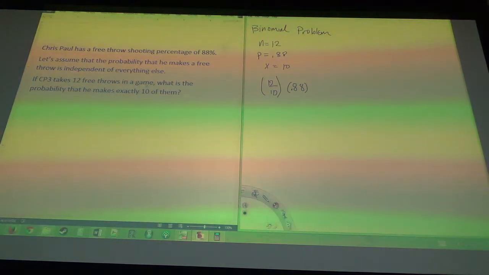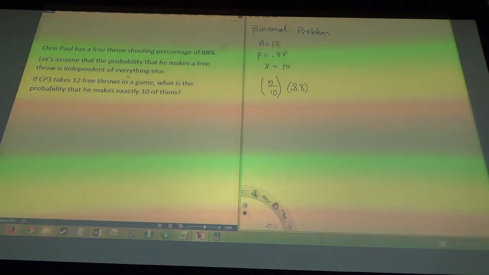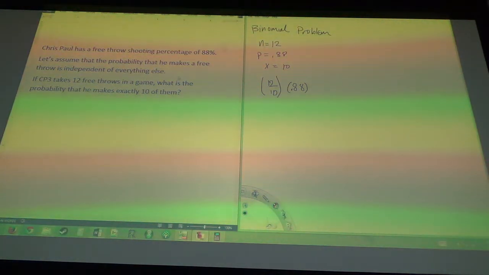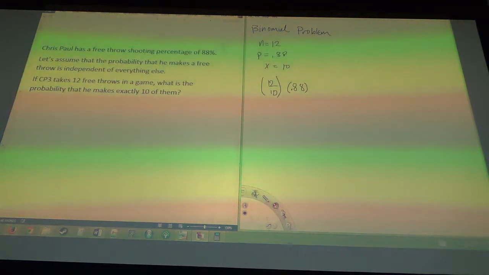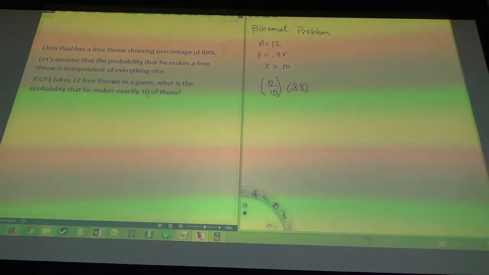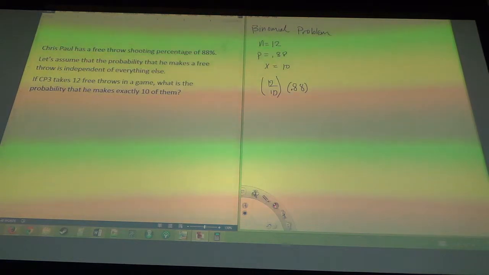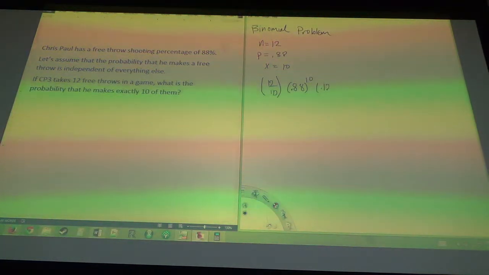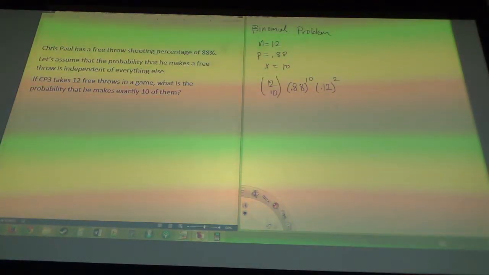Because we said it's independent of everything else, the probability that he makes it remains the same throughout. So we've got a binomial problem with n equal to 12, p equal to 0.88, and we are curious if he makes exactly 10. So we're going to have 12 choose 10, 0.88 raised to the 10 times 0.12, or 1 minus 0.88, raised to the 2.